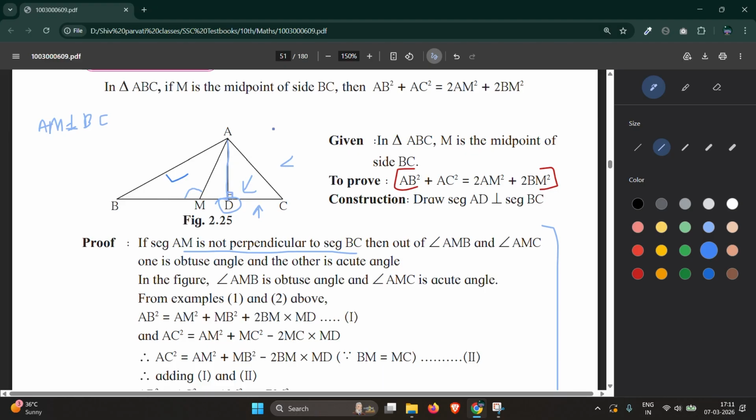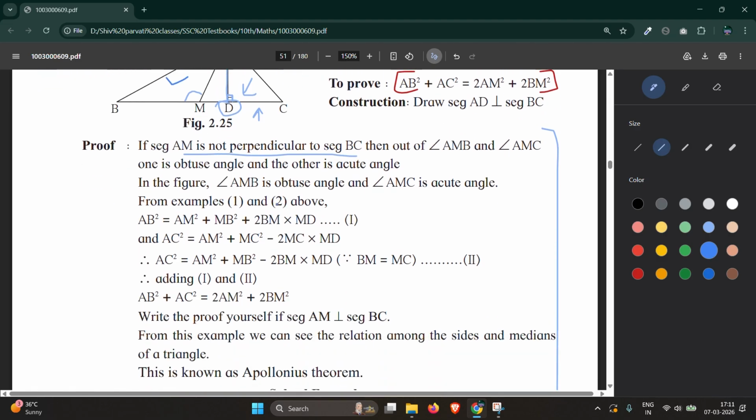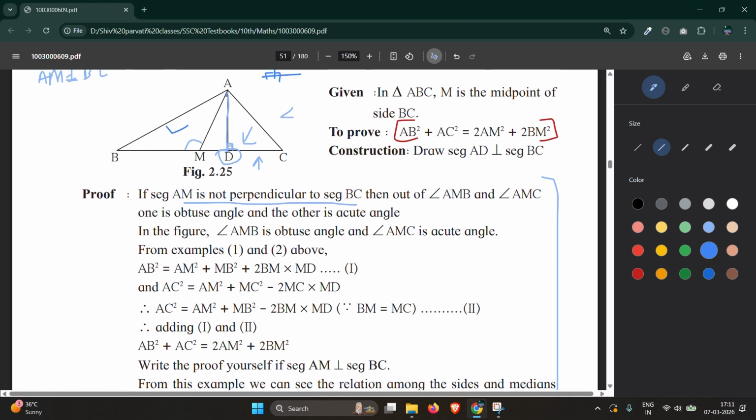Because if this would have been perpendicular, then both the sides would have had a right angle. But because this is not, one side is obtuse and the other side is acute. So in this figure, let us say that AMB is the obtuse angle and AMC is the acute angle. It does not matter if this side has the obtuse angle and this side has the acute angle, because everything is symmetric. But in our particular case, AMB is the obtuse angle.